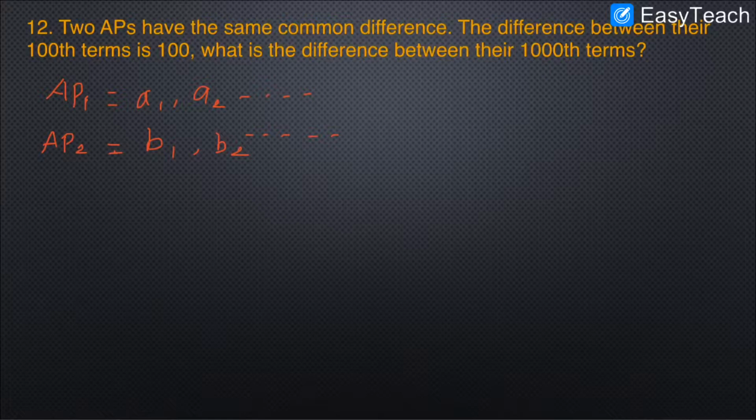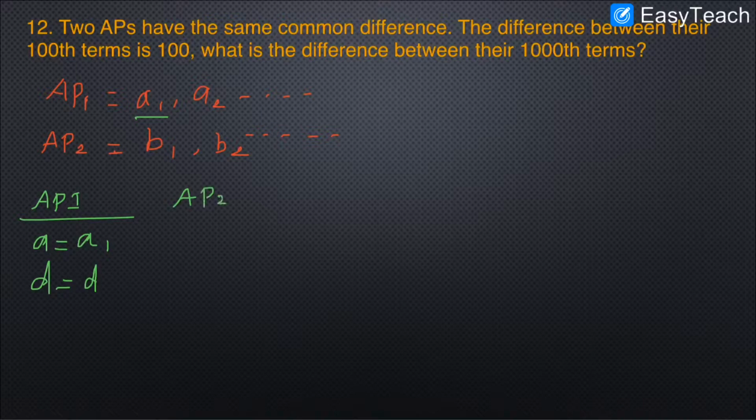So let me write the first term A and D. For AP1, A is A1, and the difference is D. Then for AP2, A is B1. The common difference is D only, because both have the same common difference. So I take D itself for the common difference.